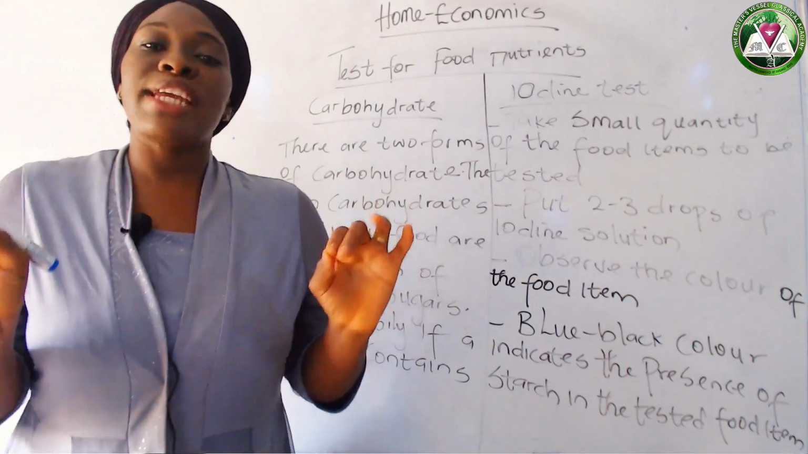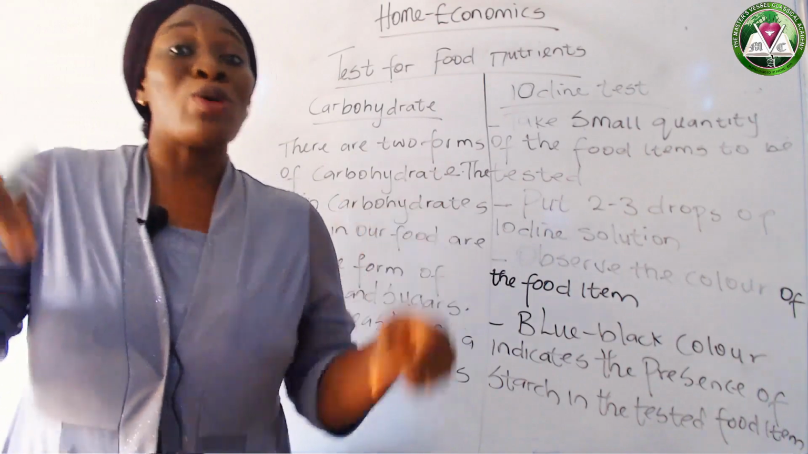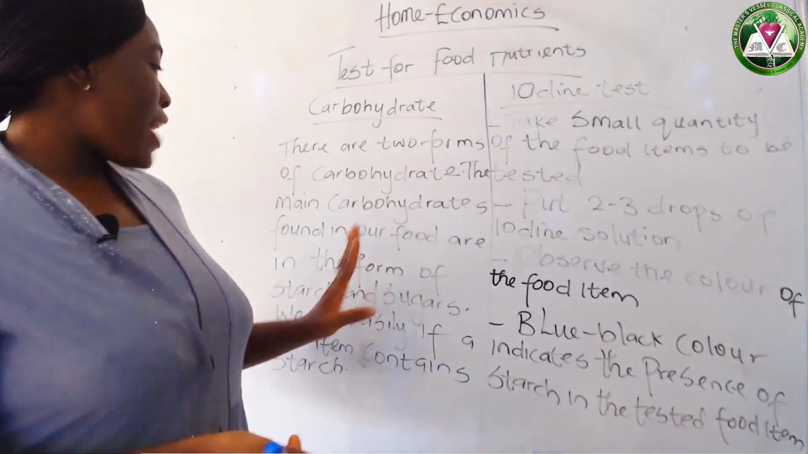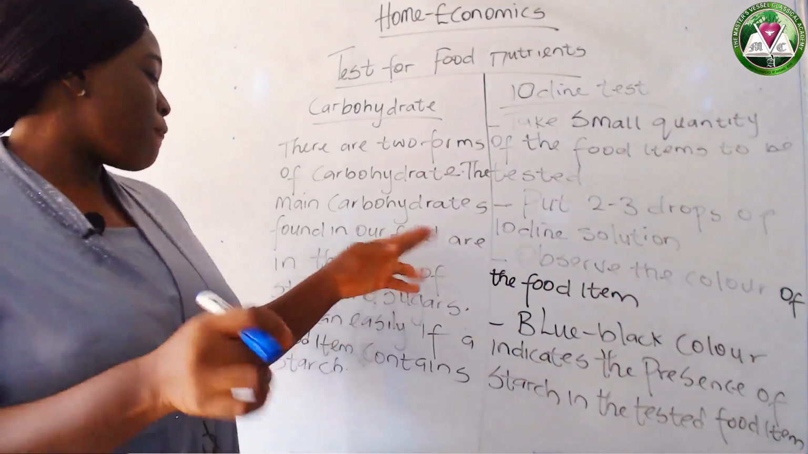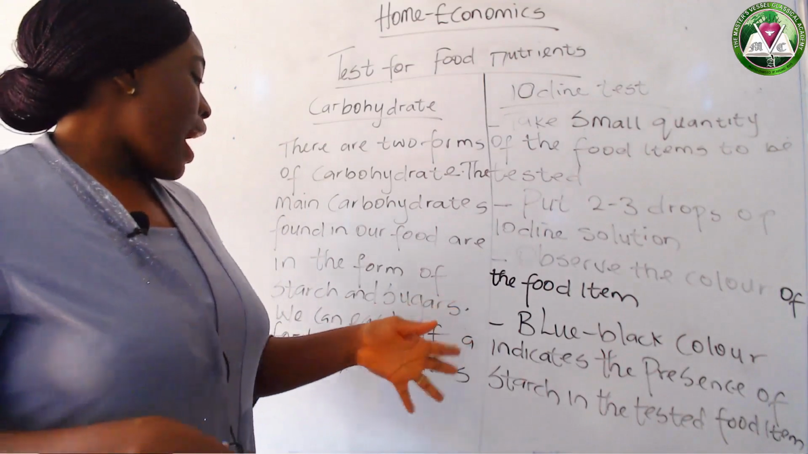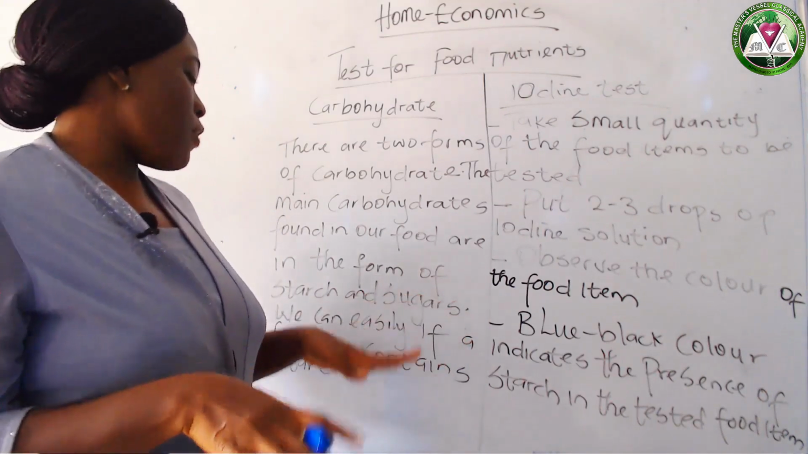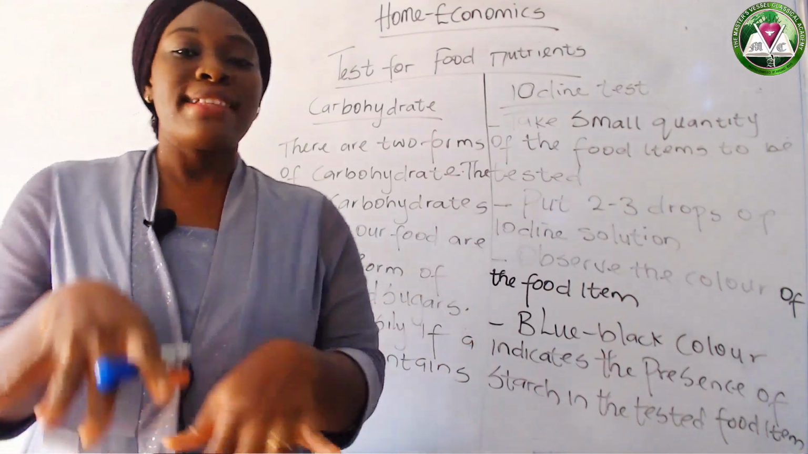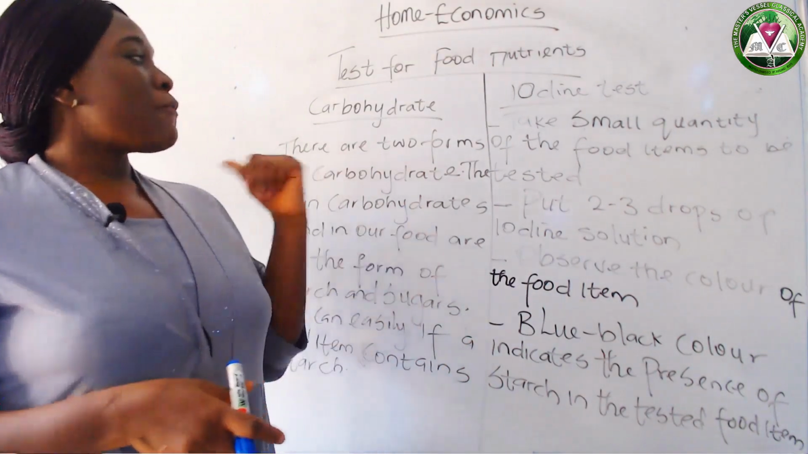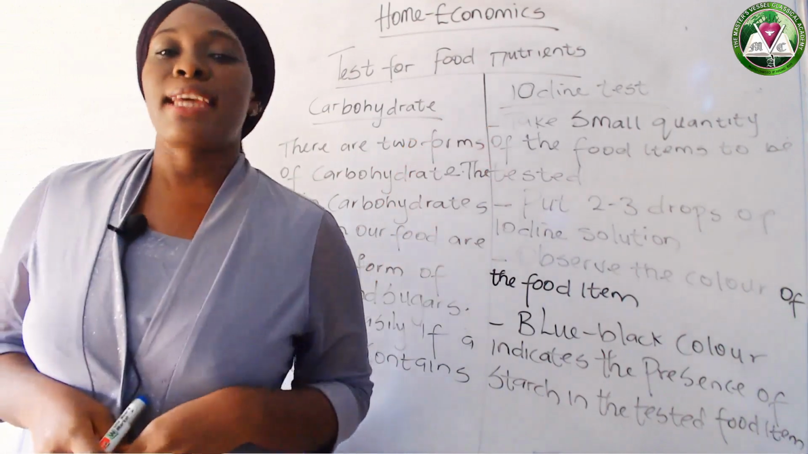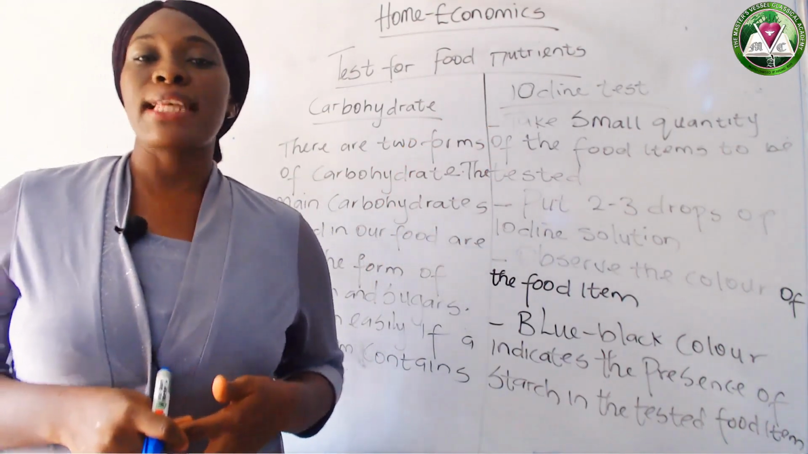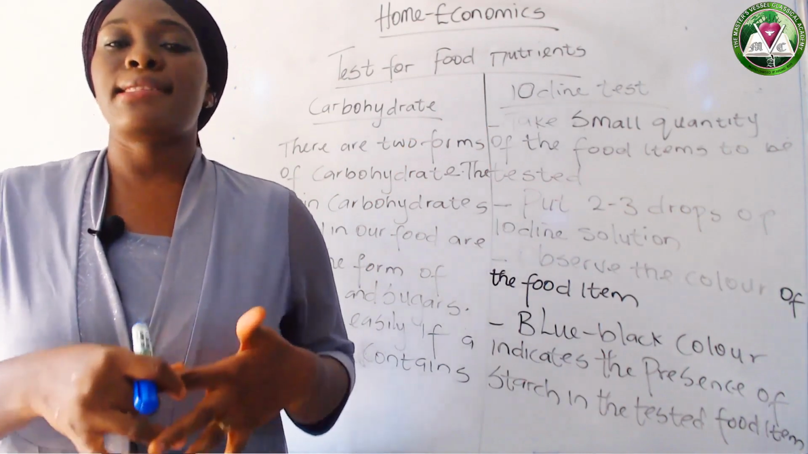When you see these 2 things in your food, that means that food contains what? Carbohydrates. That's good. We see that the main carbohydrates found in our food are in the form of starch and what? Sugar. And we can easily find out if a food item contains what? Starch. So we're going to be testing for starch. Alright? So the first one is what? The iodine test. We're going to find out whether our food item contains starch using the iodine test.